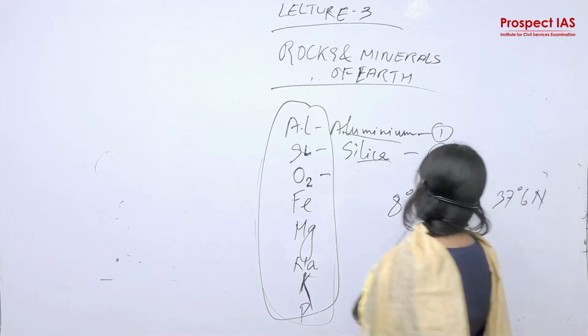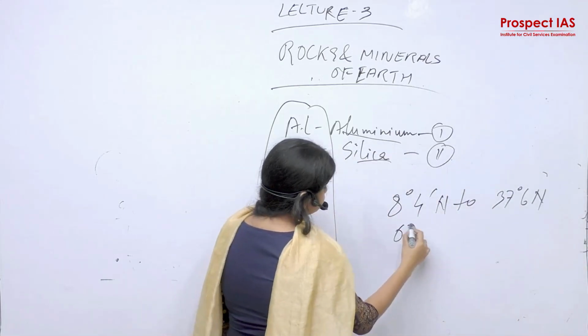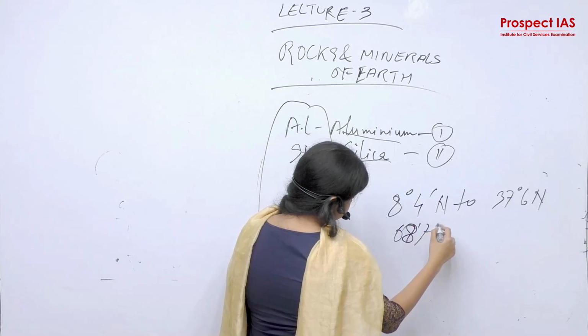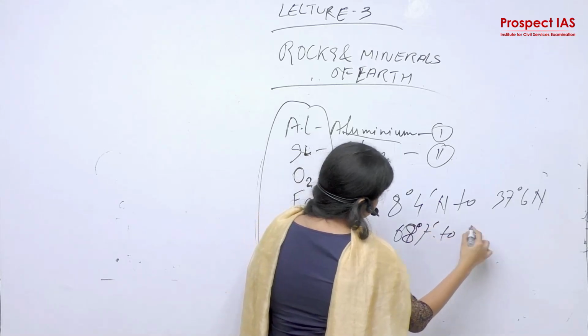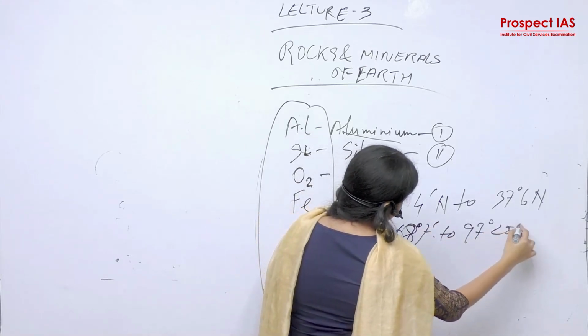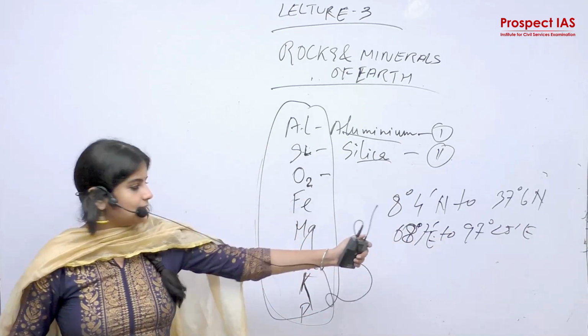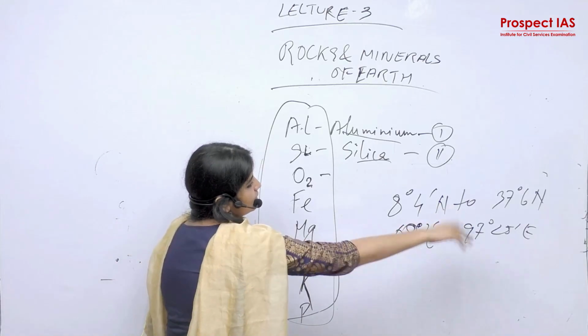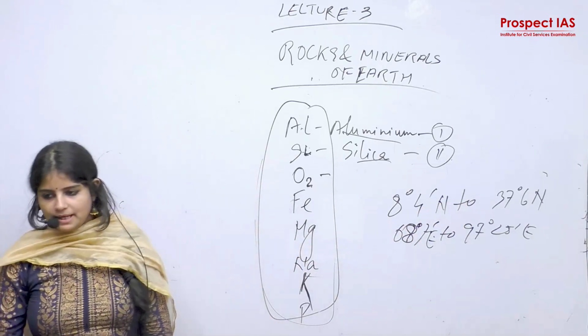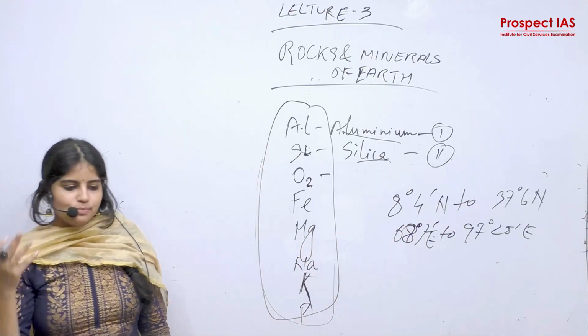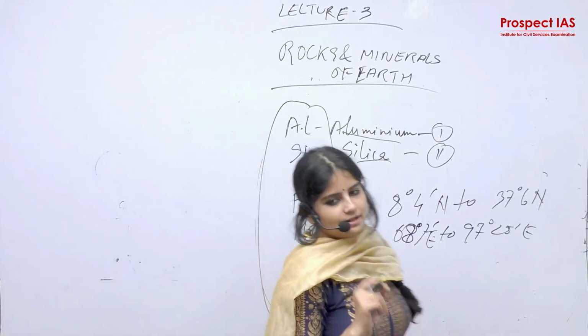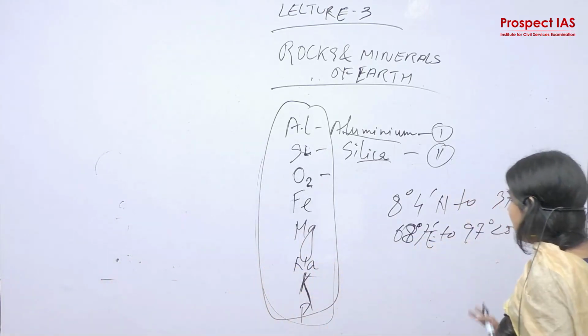Okay, now longitudinal extent. So this needs to be learned. Suppose this is the latitudinal and longitudinal extent of our country. You need to learn Mexico's lat long extent. UPSC may ask you what is the latitudinal extent of Mexico. So how will you understand?